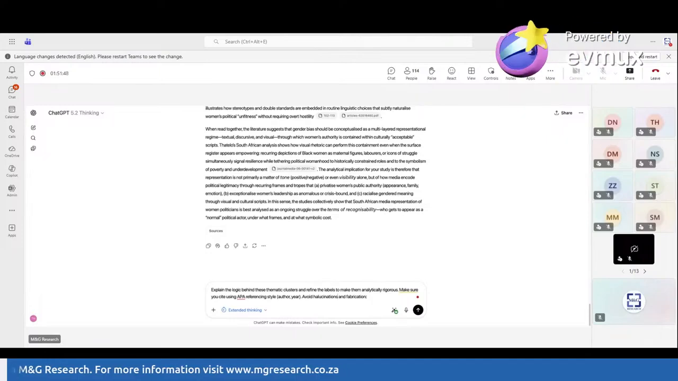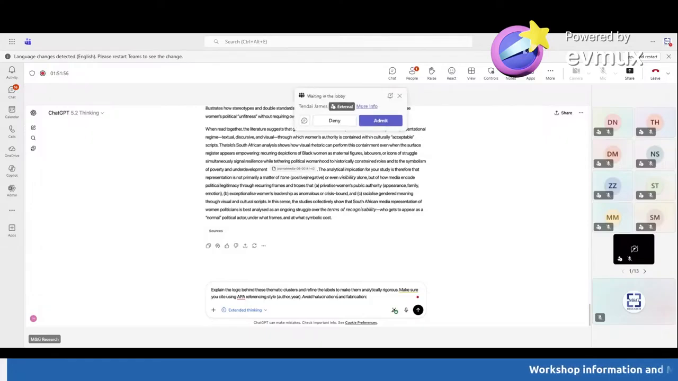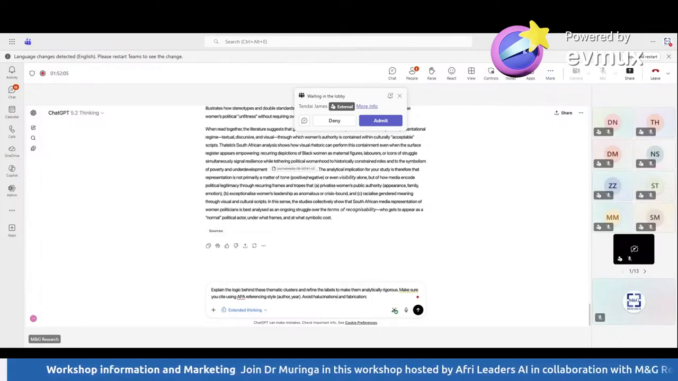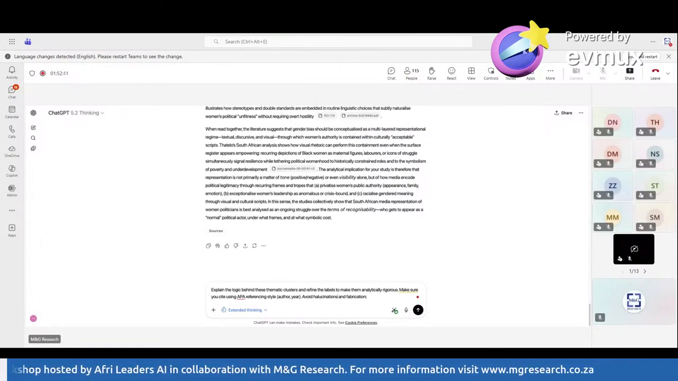It's taking time to think. I'm going to say answer now, right? Because when we have time, we can actually wait for it to think through. Right, so we said explain the logic behind these thematic clusters and refine the labels to make them analytically rigorous.